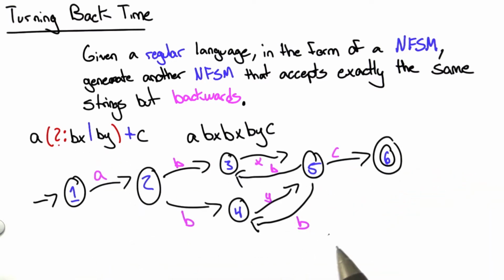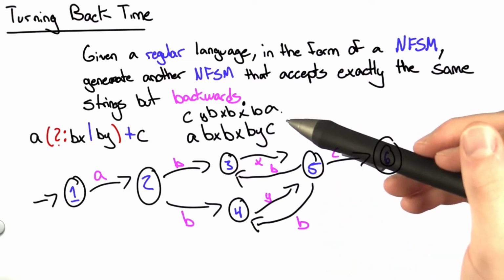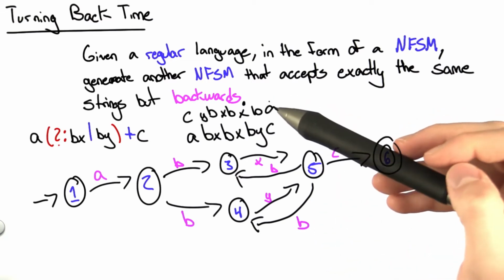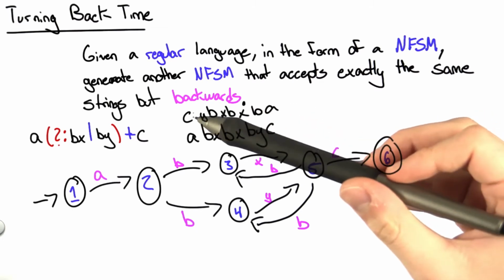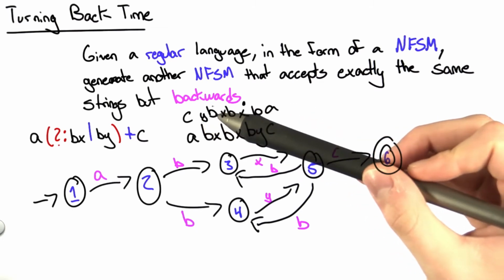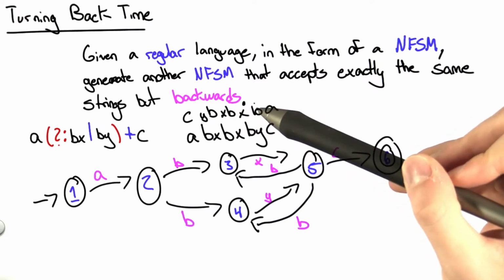So here I have a finite state machine representation of that regular expression. We start with an A, we require at least one bx or by, and then we can repeat the bx and by afterwards as many times as we want, and we finish with a c. Remember, the finite state machine we want to generate will have to accept strings like this, where we begin with a c, we then have yb, xb, xb, and then a.